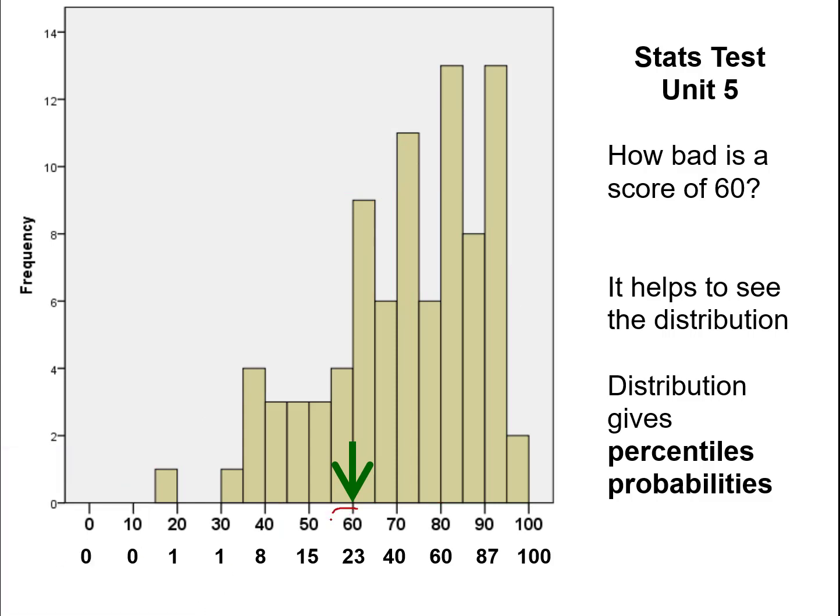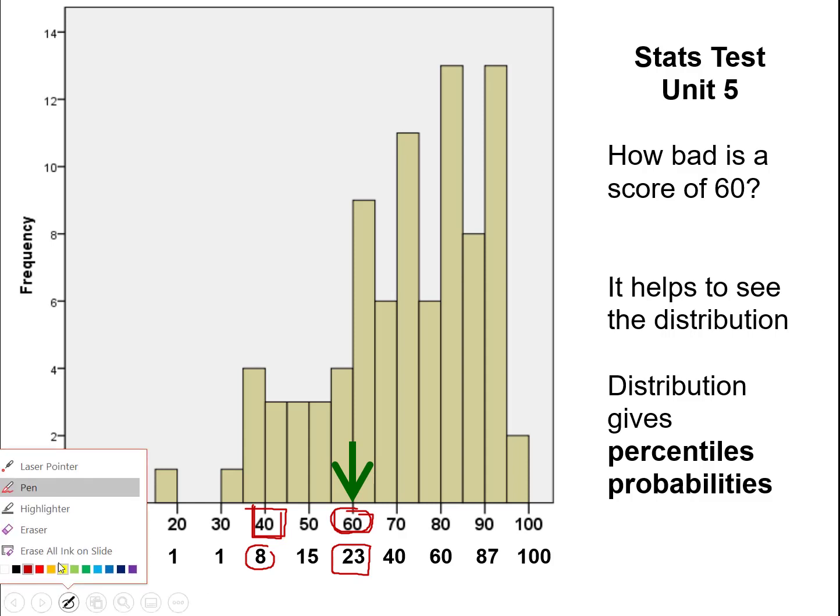So here's a score of 60. In this particular class, 23% of the students scored lower than 60. So a score of 60 is at the 23rd percentile. Or for example, here's a score of 40. In this class, 8% of the students scored lower than 40. So a score of 40 is at the 8th percentile. So we could convert scores to percentiles, and that would help us understand whether these scores are high scores or low scores.